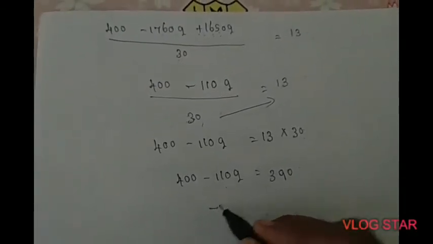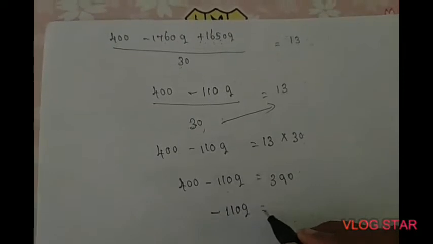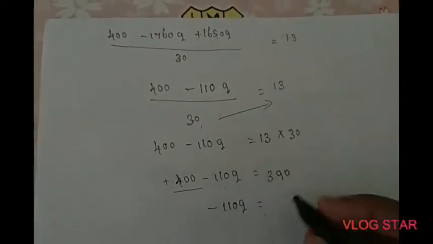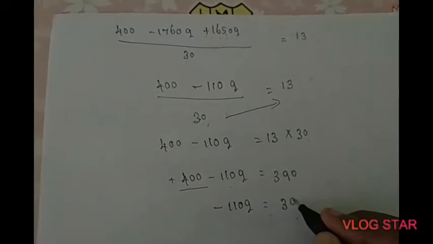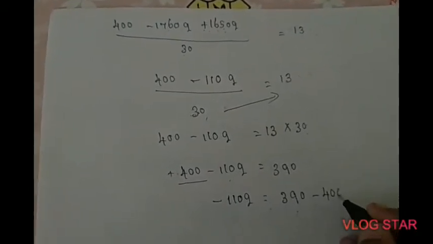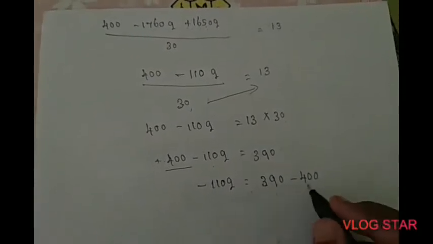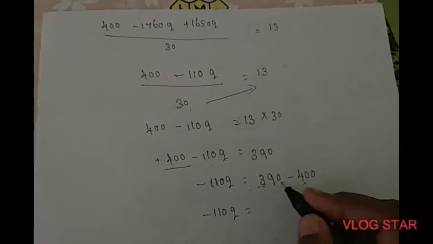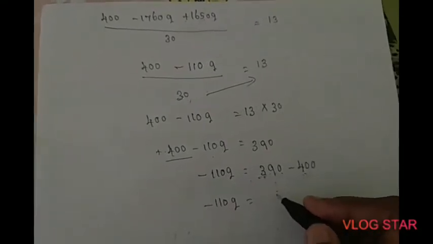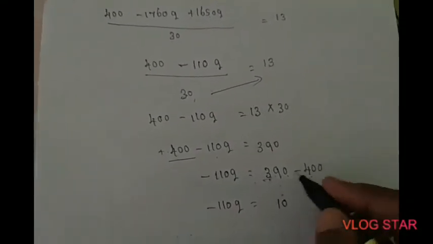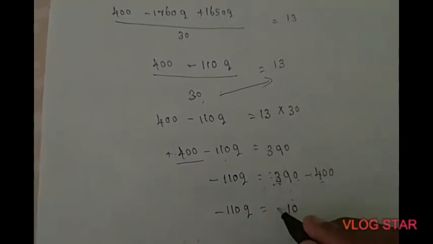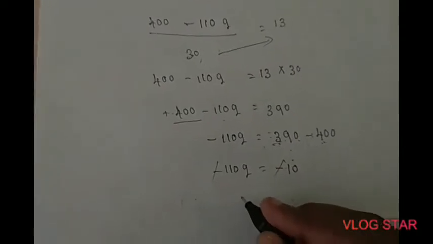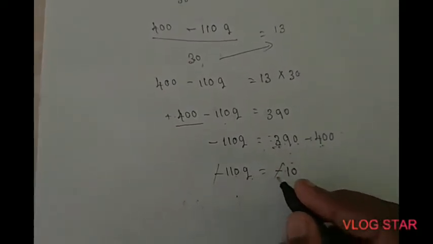Okay. The next we need q only. So we will separate the 110q on the left hand side. 400 is under addition, addition will interchange to subtraction. Then we will get 390 minus 400. Then when we subtract the two numbers, we will get 390 minus 400, 10. Okay, then biggest number symbol is minus, so we will write minus. The next, minus and minus will be cancelled. Then we will get 110q equal to 10.